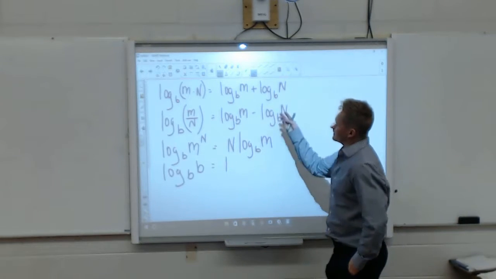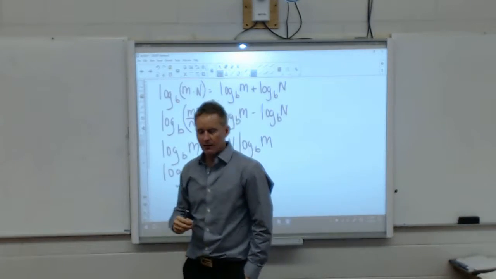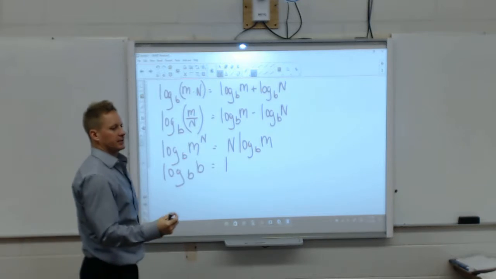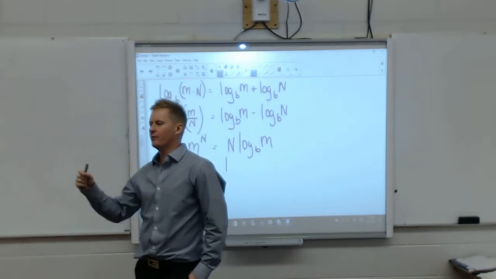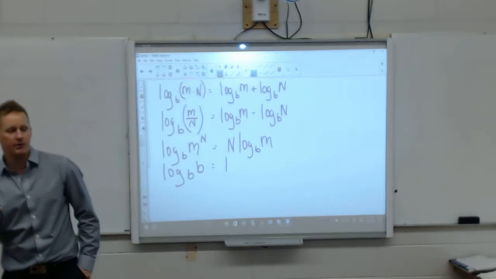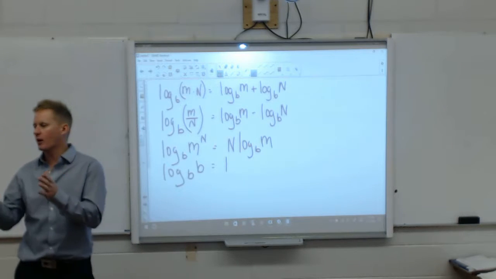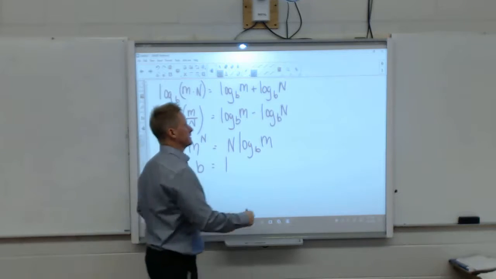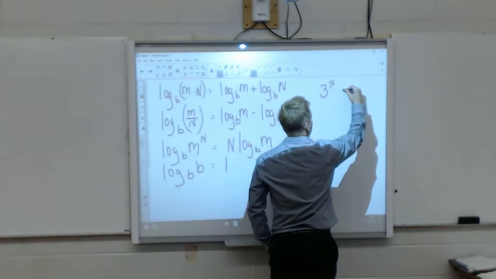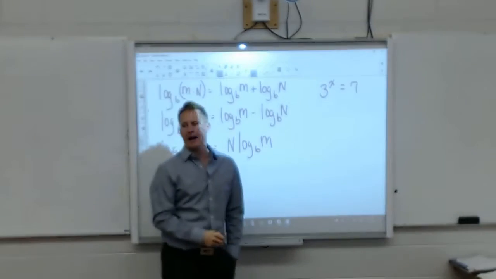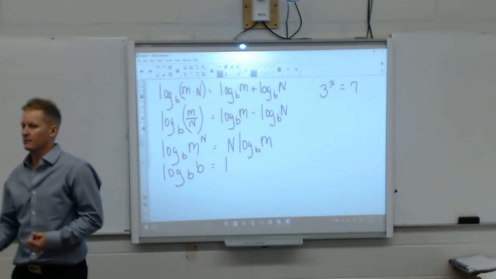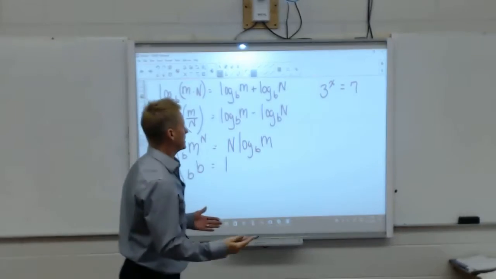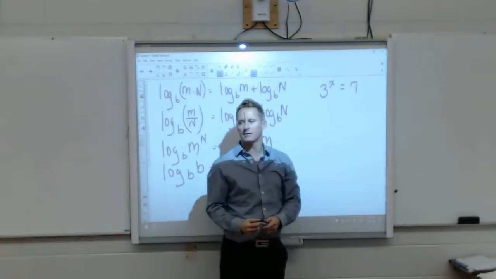Alright, so what is the point of this? The point of this is when we do questions, our objective will be, depending on what we're doing, this allows us to work in different bases, number one. So if I had 3 to the x is equal to 7, and I asked you to solve for this, then you can change the base, because right now I can't get the same base.